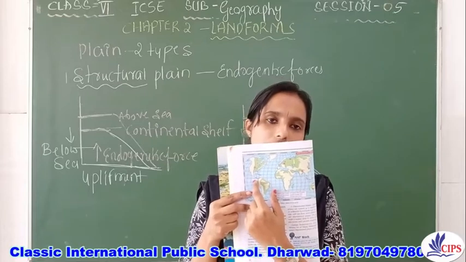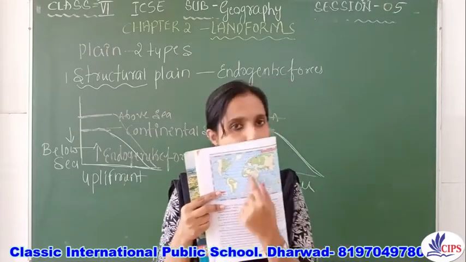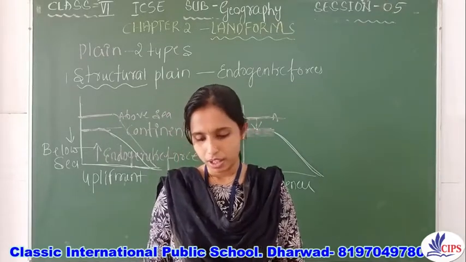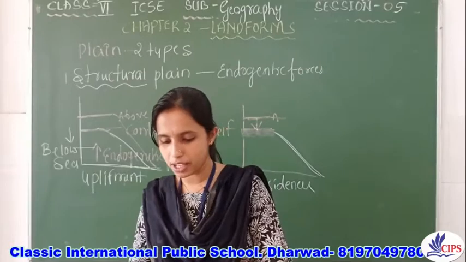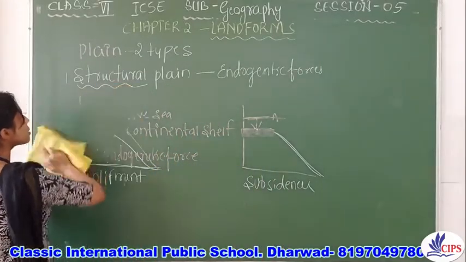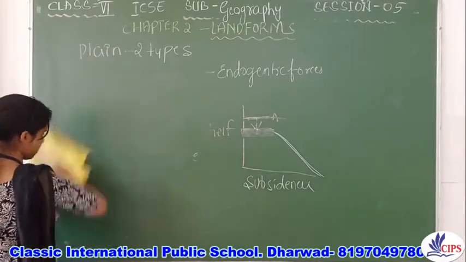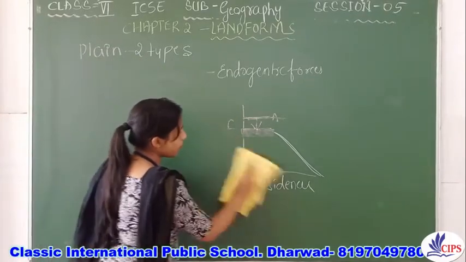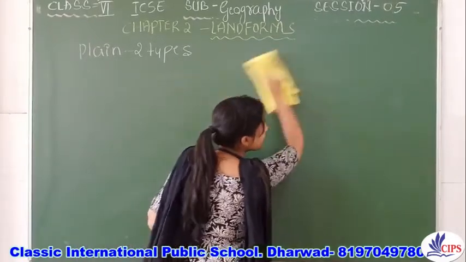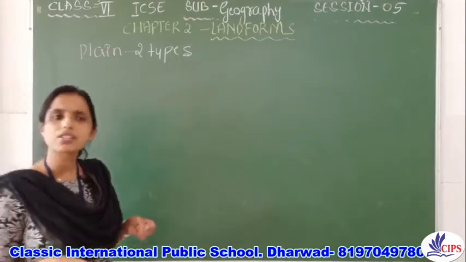Here you will understand the distribution of plains around the world, not only in India but around the world. The next type of plain is depositional plains. What is the meaning of this depositional? How have these plains been formed? Due to the upliftment, subsidence?